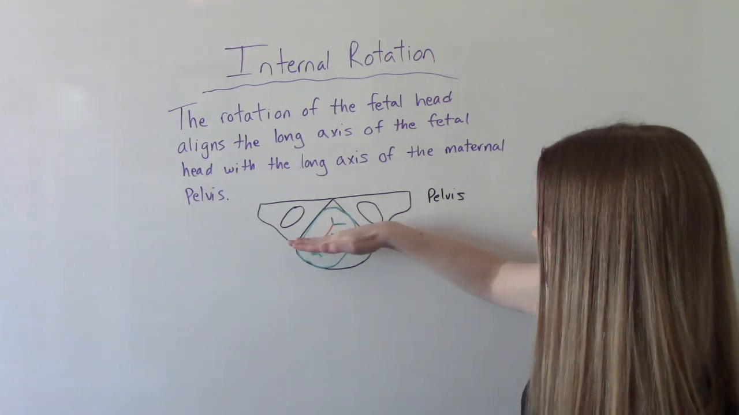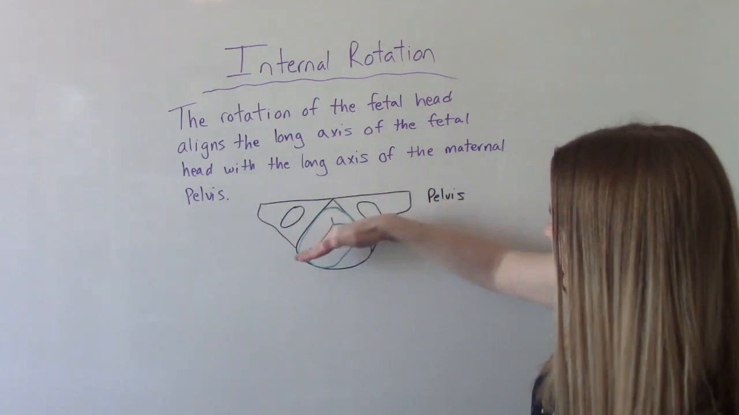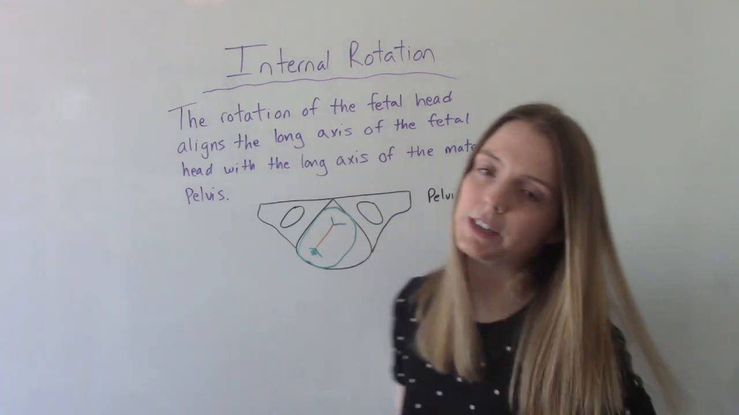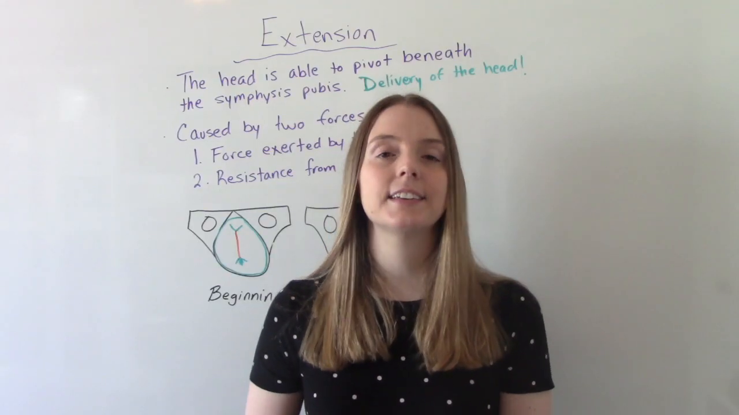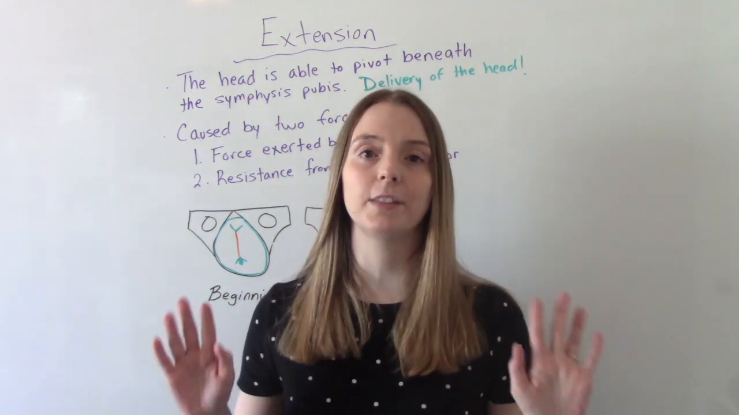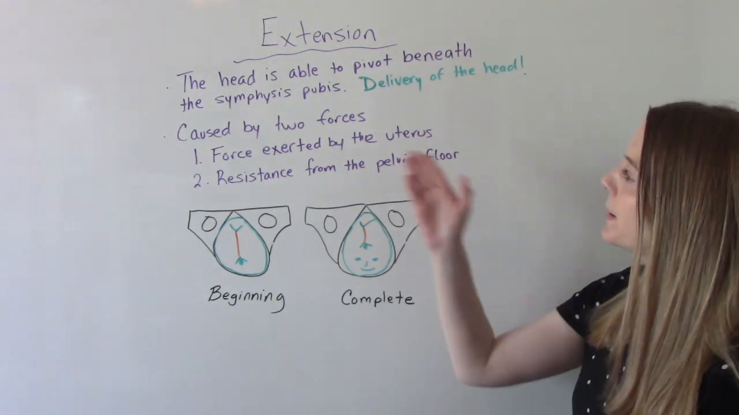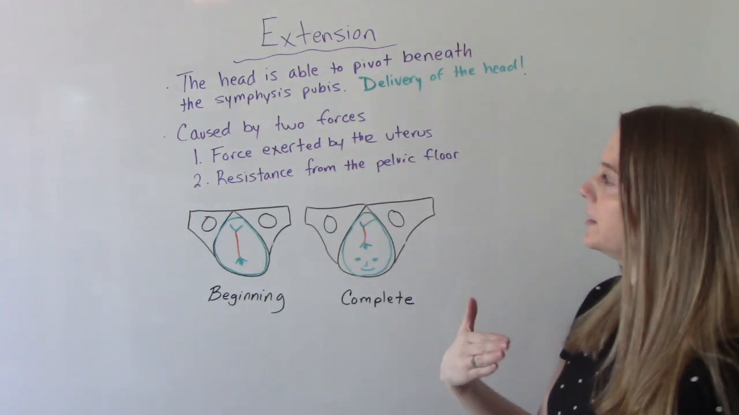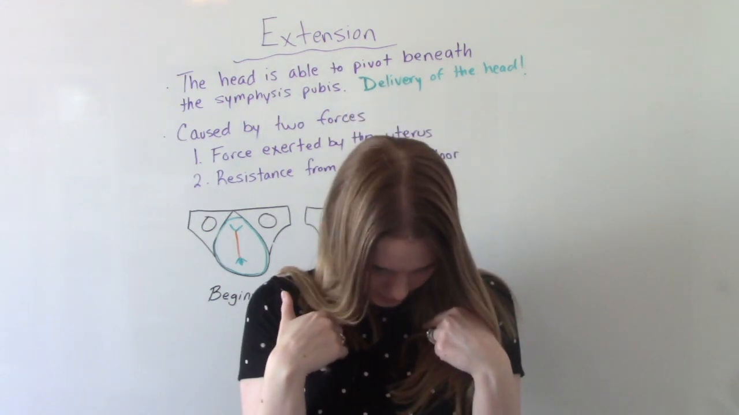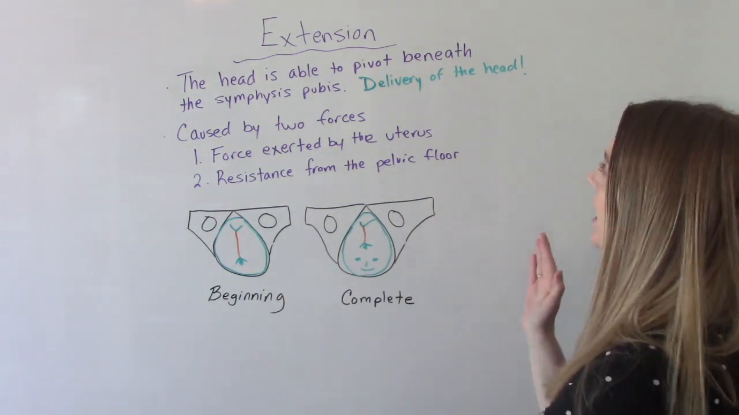It was more across. Now baby's rotated their head about 45 degrees, and now it's more like that. So that's internal rotation. The next movement is extension, and this is a huge one because this is the delivery of the baby's head. So the head is able to pivot beneath the symphysis pubis and be delivered. Why is that? Because babies tucked their chin to their chest and rotated already, and that's going to help the delivery of the head.